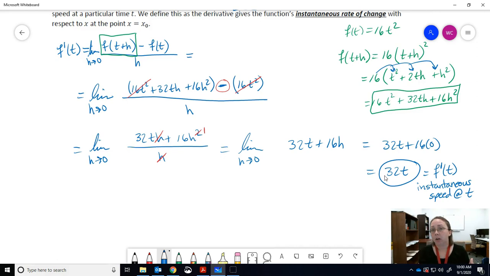As t gets bigger, what's happening to your speed? Every time you make t bigger, your speed is bigger. So what is the rock doing over time? It's not just falling, it's falling faster and faster and faster until it hits the Earth. And that's it, it's done. Now this does not tell you when it hits the Earth. You would need more information for that. But it does tell you how fast it's going at any time t until it hits the Earth.